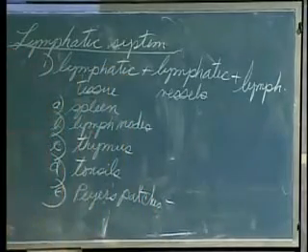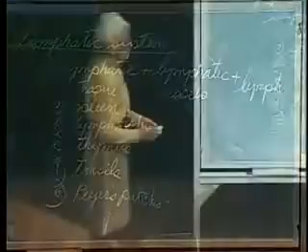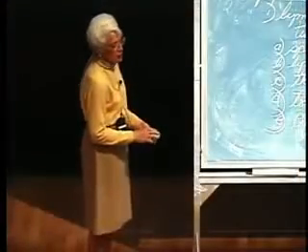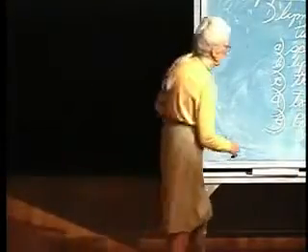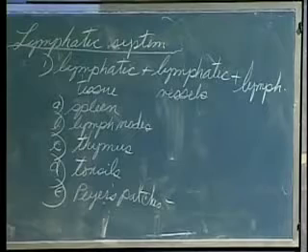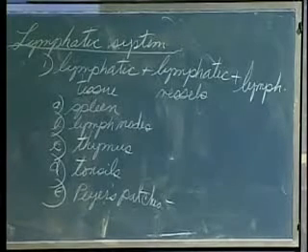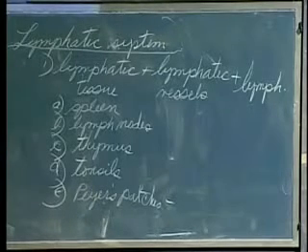So these are all examples of lymphatic tissue. So let's take them one by one, see why we need them all. Why? Take the spleen to begin with.